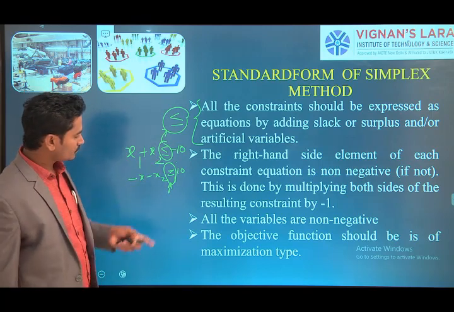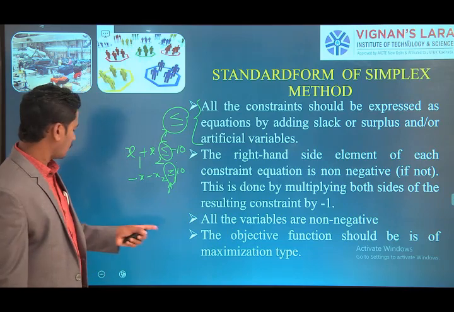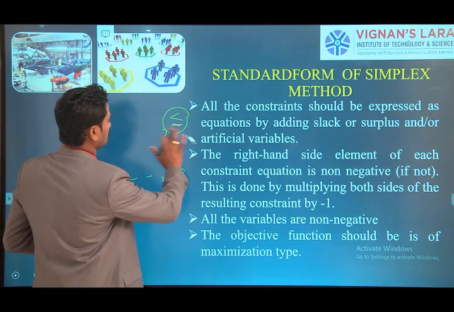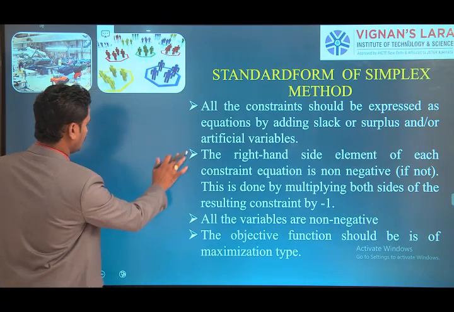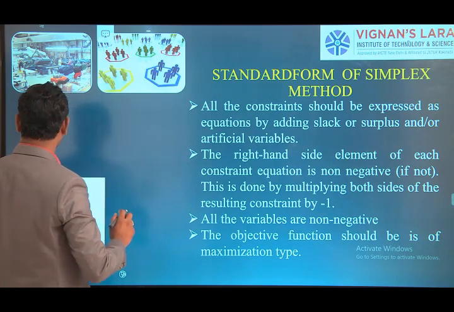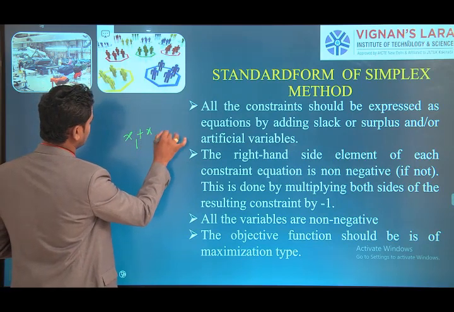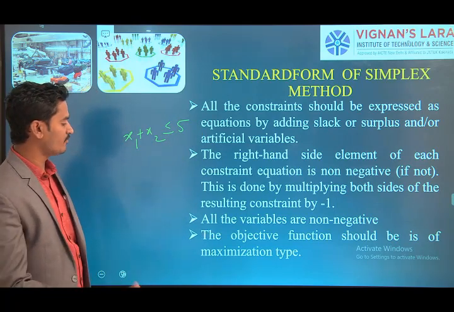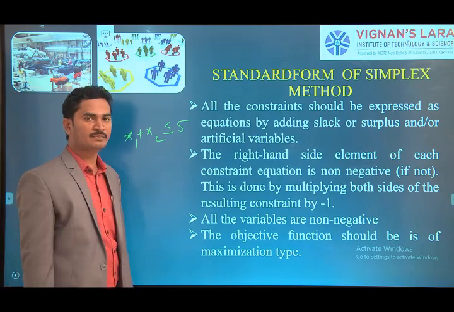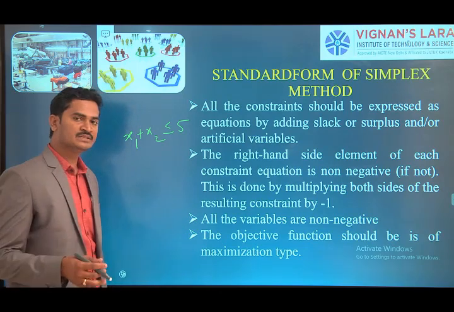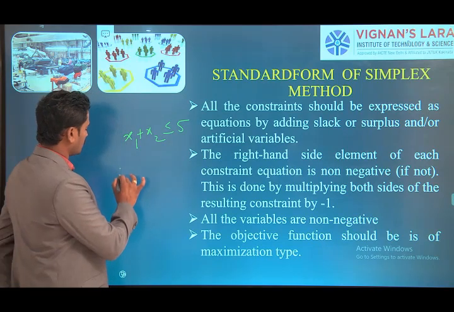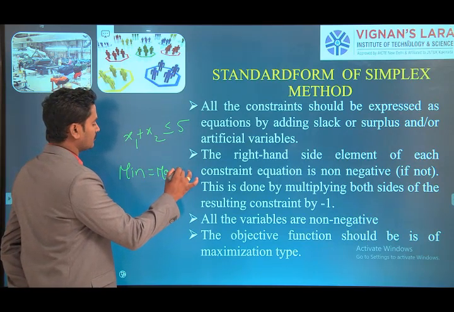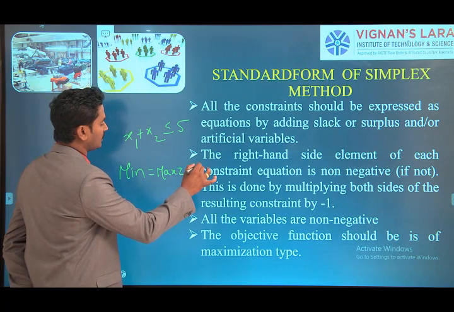Next, all the variables must be non-negative, like x1 plus x2 less than or equal to 5. The objective function should be of maximization type. Sometimes it may be of minimization type. If it is a minimization type, we convert it into maximization type by multiplying by -1.